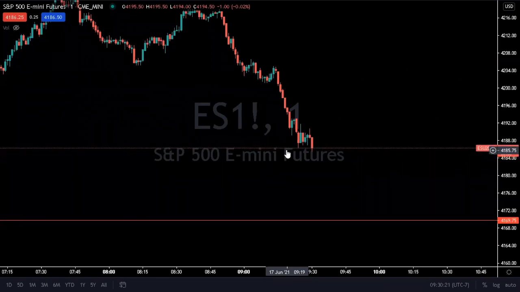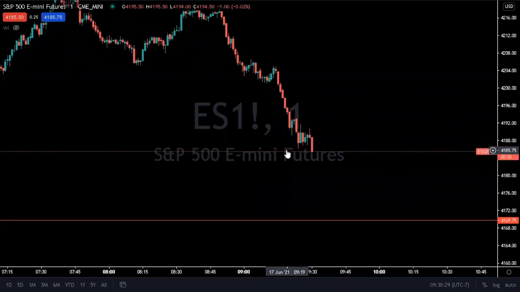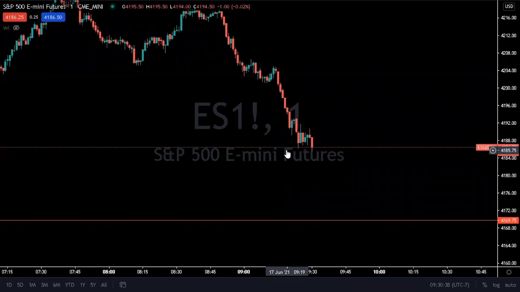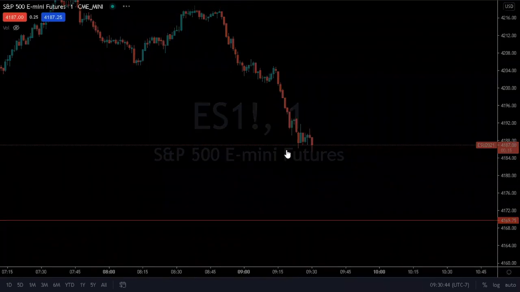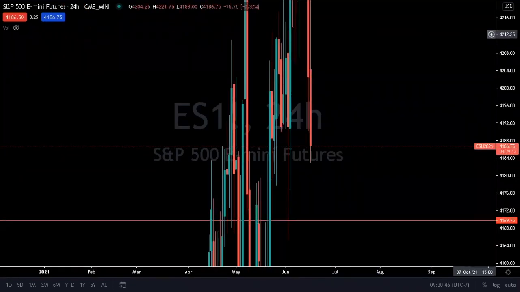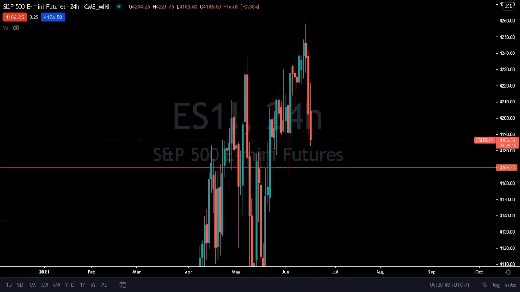Do you include wicks and stuff? Yeah, every now and then. On the higher time frames, I've started to go body to body. On lower time frames, I'll do wicks just because they seem to be a little more sensitive on price. But on higher time frames, I typically start to go with just the bodies.